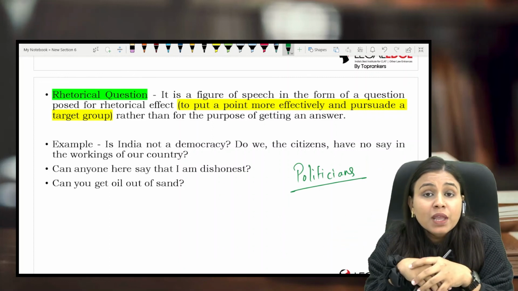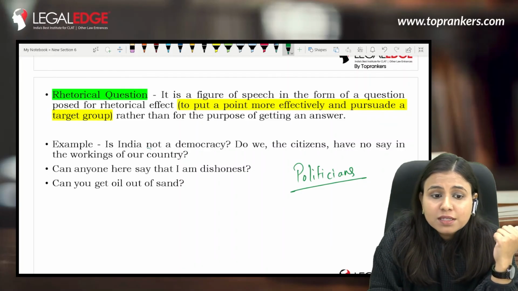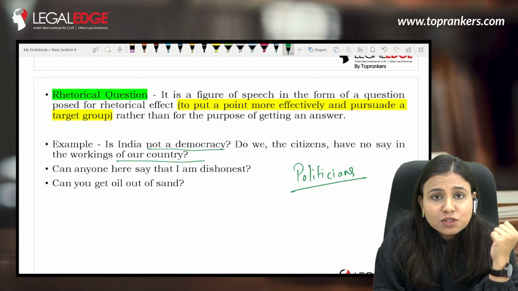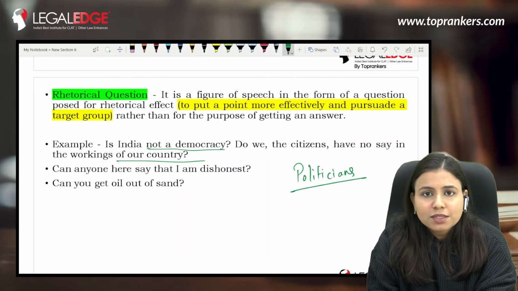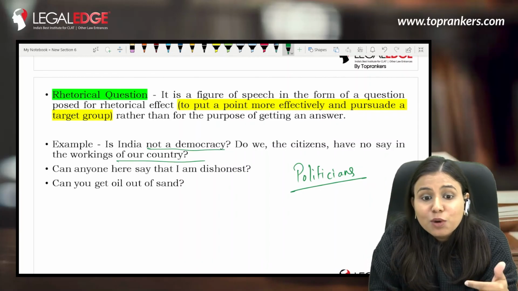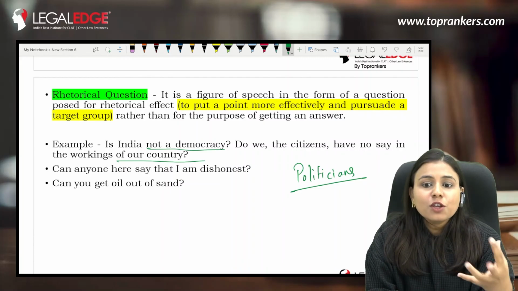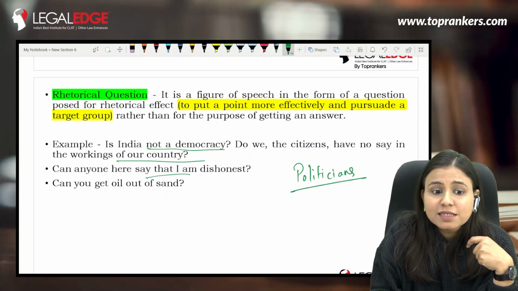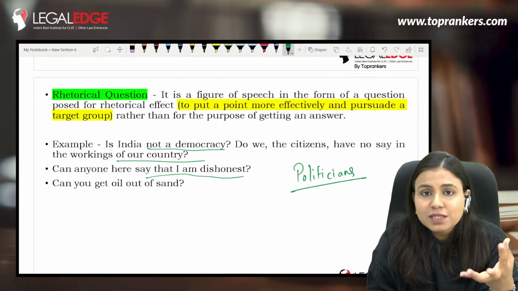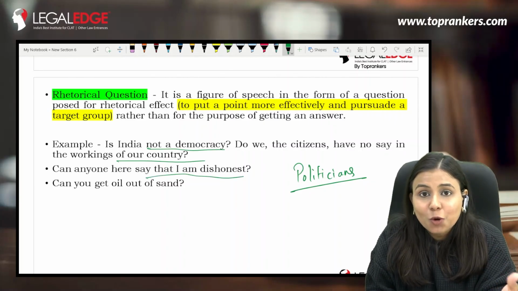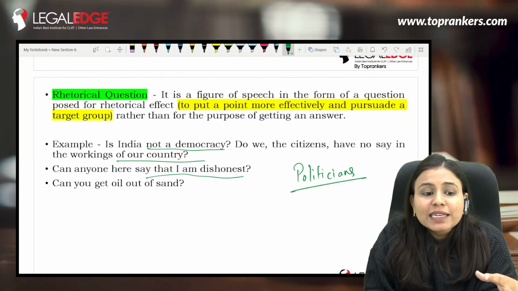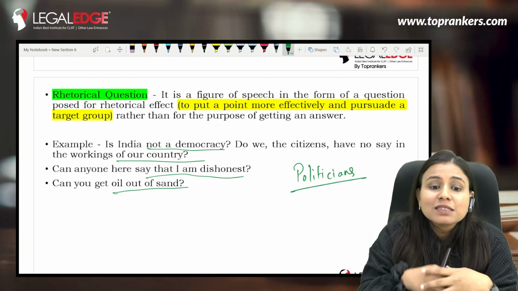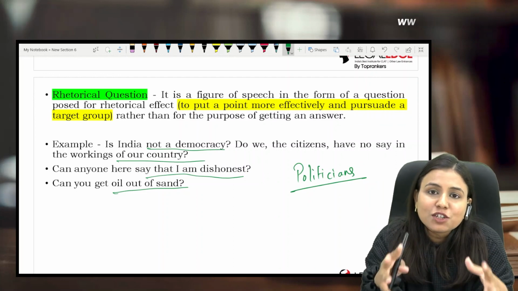For example, is India not a democracy? Do we, the citizens, have no say in the workings of our country? Of course, India is a democracy. Of course, you have a say. But when you are asking this, you are trying to grab the attention of the people. Okay, can anyone here say that I am dishonest? Obviously, no one can say that, right? Hopefully. Okay. Can you get oil out of sand? Of course not. Okay, so this is what a rhetorical question is.